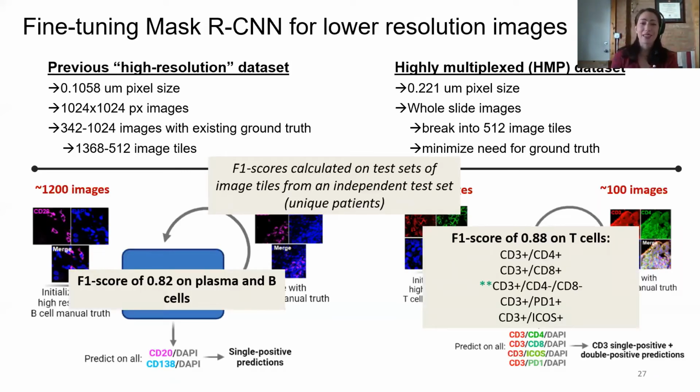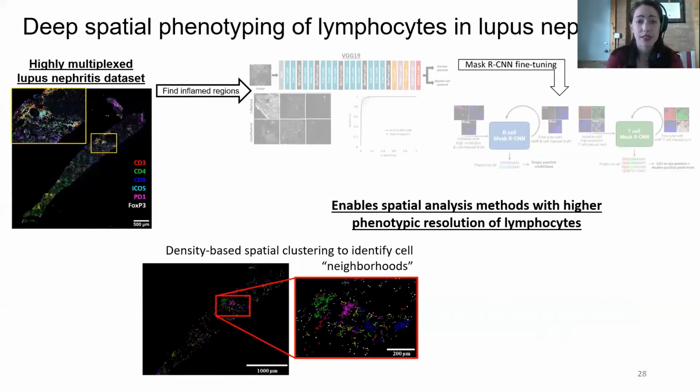And so after testing on an independent set of patients on plasma and B cells, the single channel network had an F1 score of 0.82 on those two cell types, and across several T cell types, the T cell network had a score of 0.88. So we're detecting these categories of cells pretty well in this high dimensional data set.